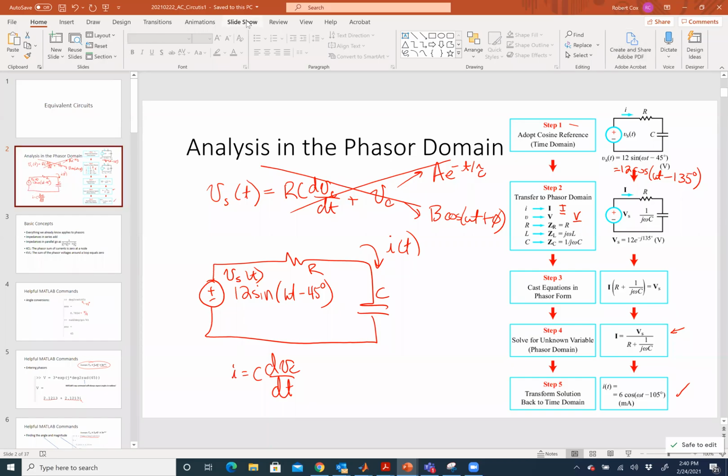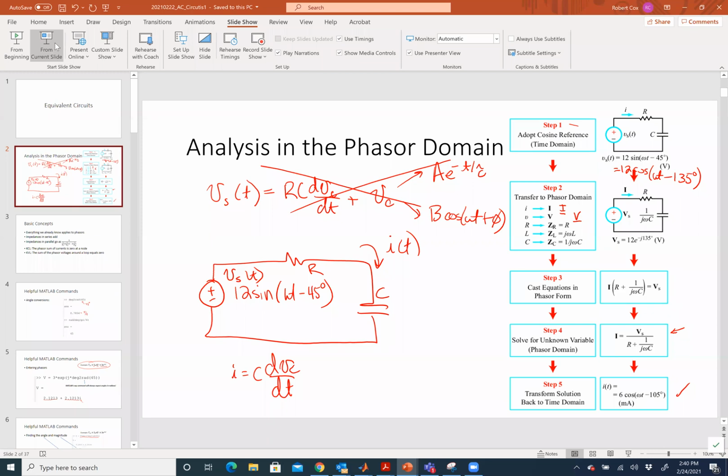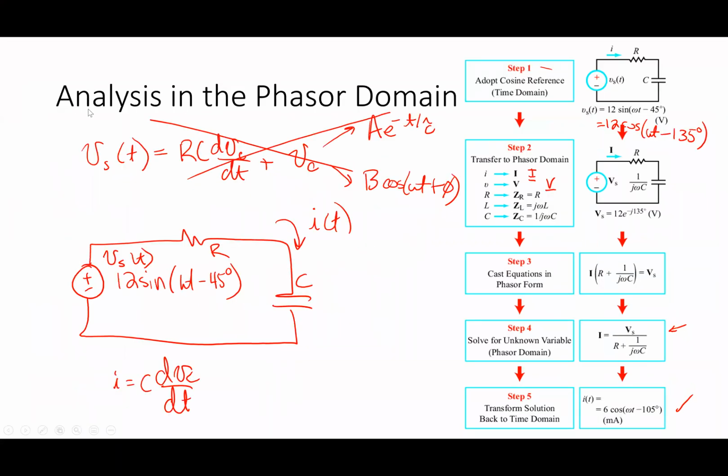All right. The other day we talked through this basic idea. What do we do when we're trying to do analysis in the Phasor domain? Circuits don't live in the Phasor domain. There is no such thing as the Phasor domain. It is a mathematical representation of something that happens in the real world.